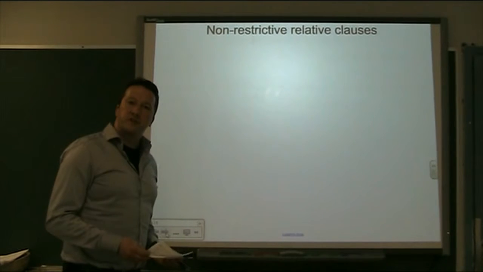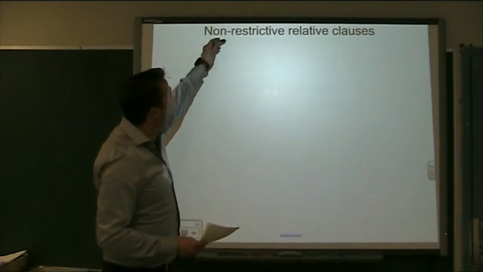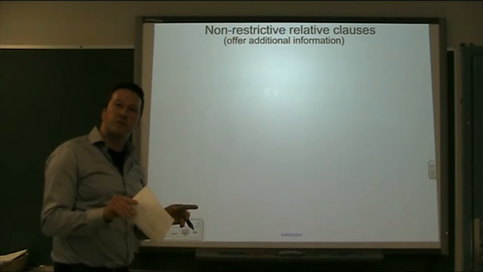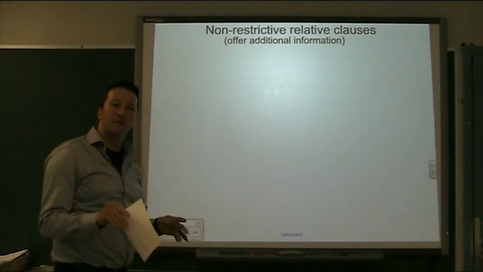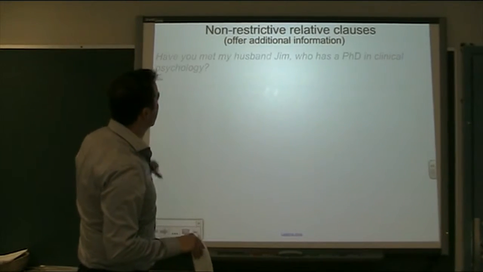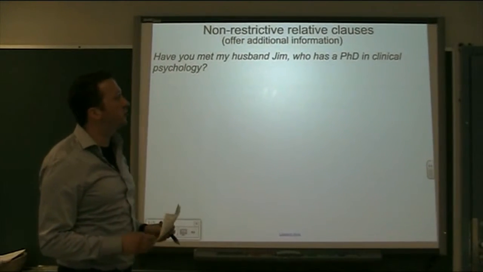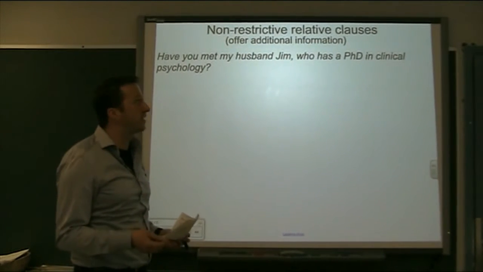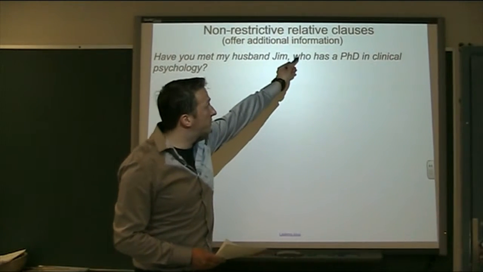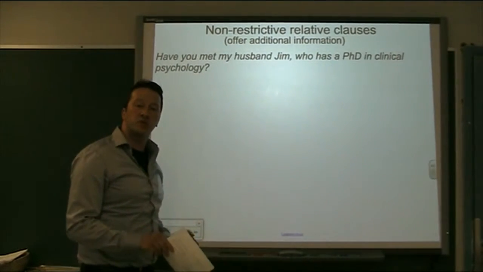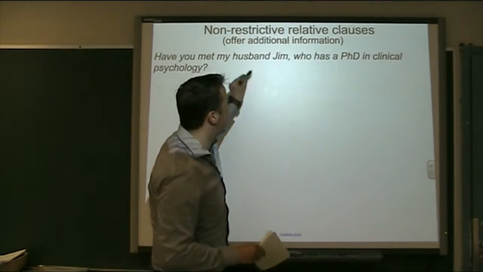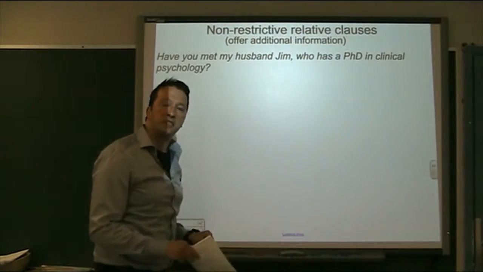Now, non-restrictive relative clauses offer additional information about the head. Now, these we separate with commas, and these we can leave out without changing the meaning of the sentence. We can say, have you met my husband Jim, who has a PhD in clinical psychology? This relative clause, starting from here, is purely additional information. We do not need this information to identify this husband Jim, because we already know who he is.